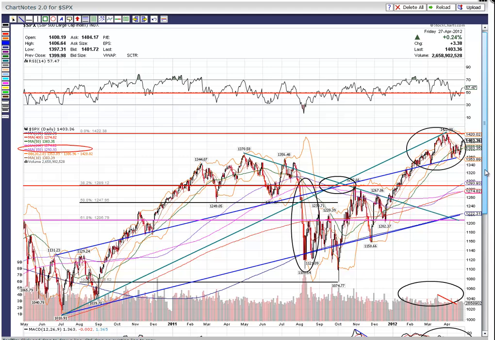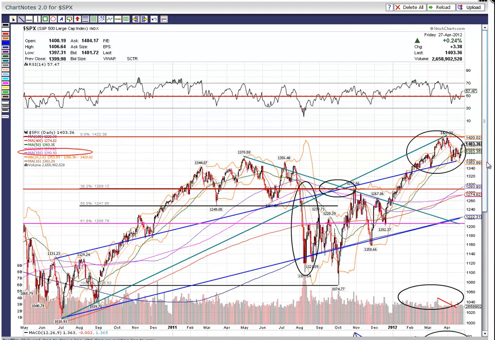So let's take a look at the S&P 500 again. Let's just go over where it closed last Friday: 1403.36. It got as high as 1406.64, and traded as low as 1397.31. So technically we had a tighter range on Friday to set things up.